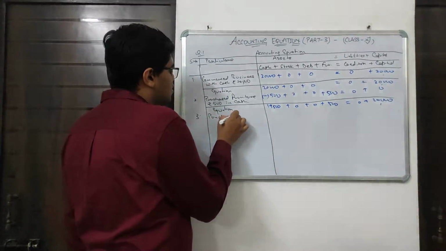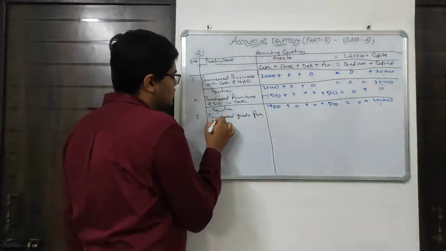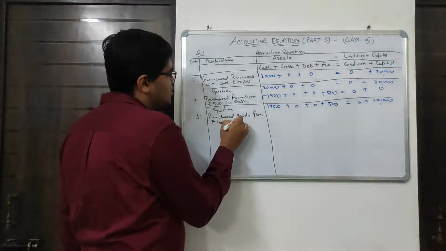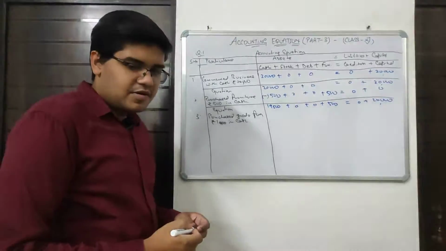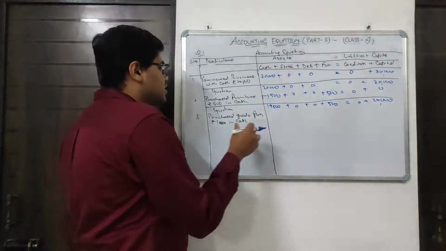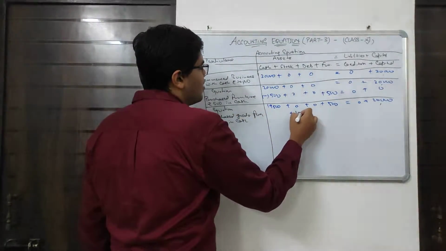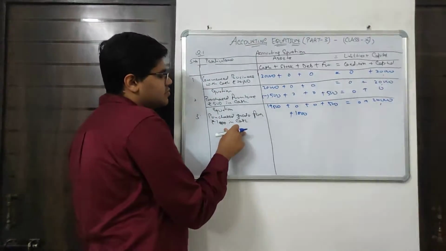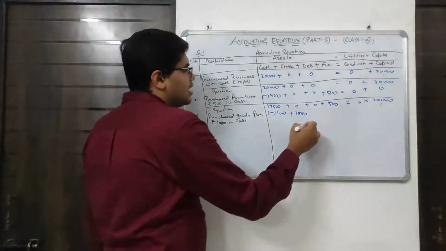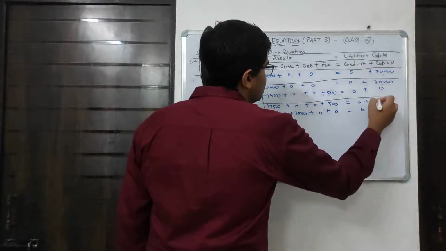Purchased goods for rupees 1,000 in cash. Since we are purchasing the goods in cash, as this transaction has already been discussed in the previous video, the stock is coming into the business, so stock will be added by 1,000 and we are making the payment for the goods through cash, so our cash goes out of the business, and rest no change in debtor, no change in furniture, no change in creditor and no change in capital.